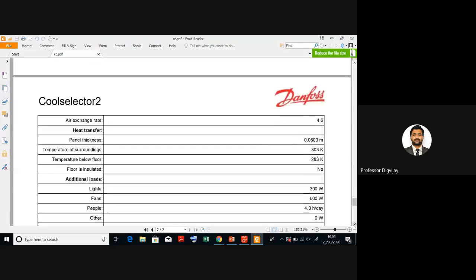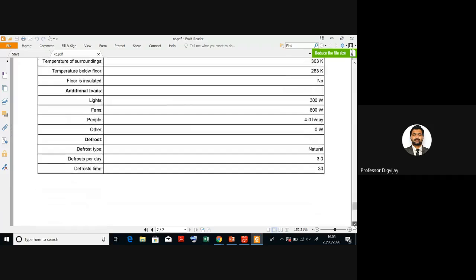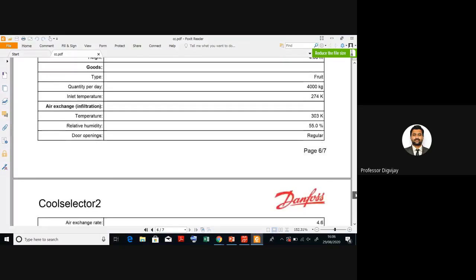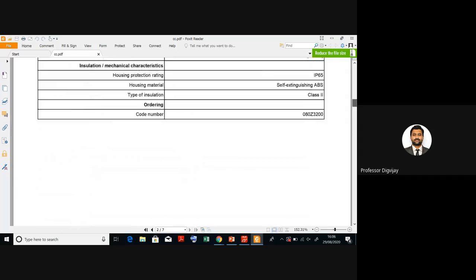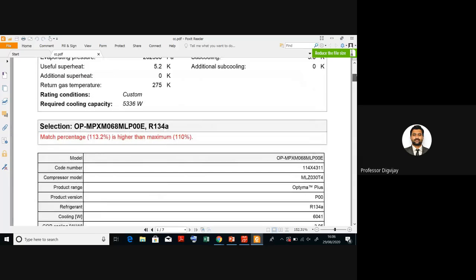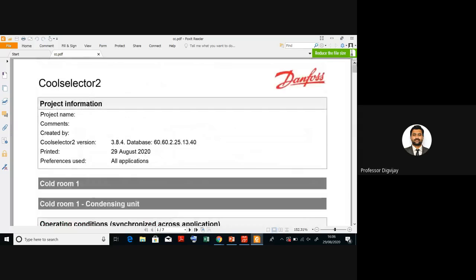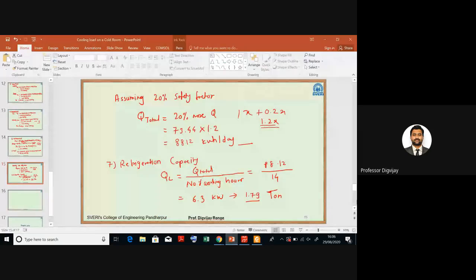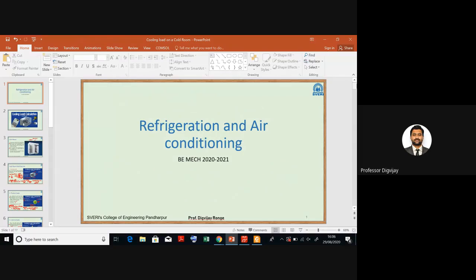Then they have calculated the infiltration. Okay. So this way this report is there. Considering the infiltration, finally they have arrived at this value, that is 6041 watt or 6 kilowatt. So this way we can make use of software also, or we can go for manual calculation. Choice is yours. I hope that I have given enough emphasis on these tools, manual calculation as well as software calculations. I hope this will give some confidence in designing and calculating cold rooms or cold storages.